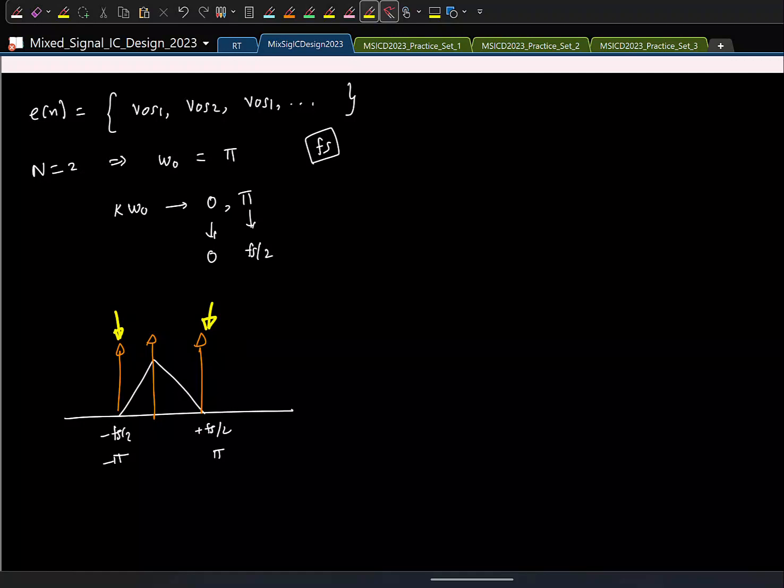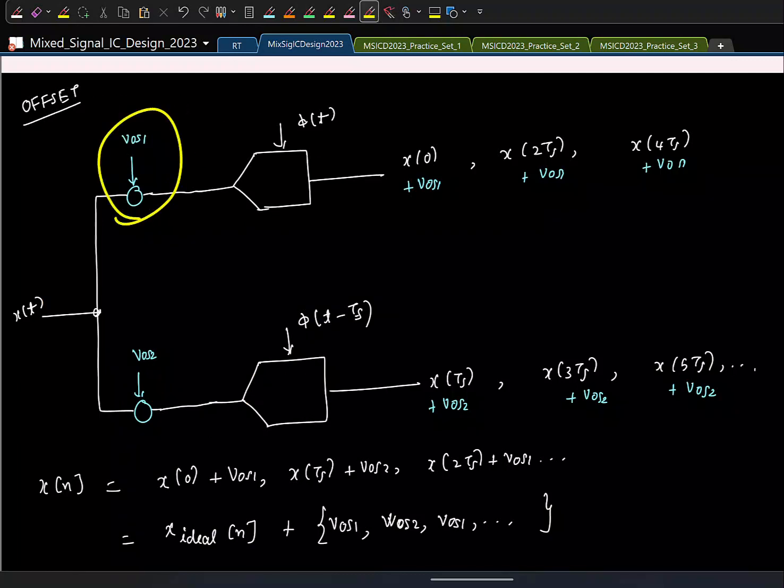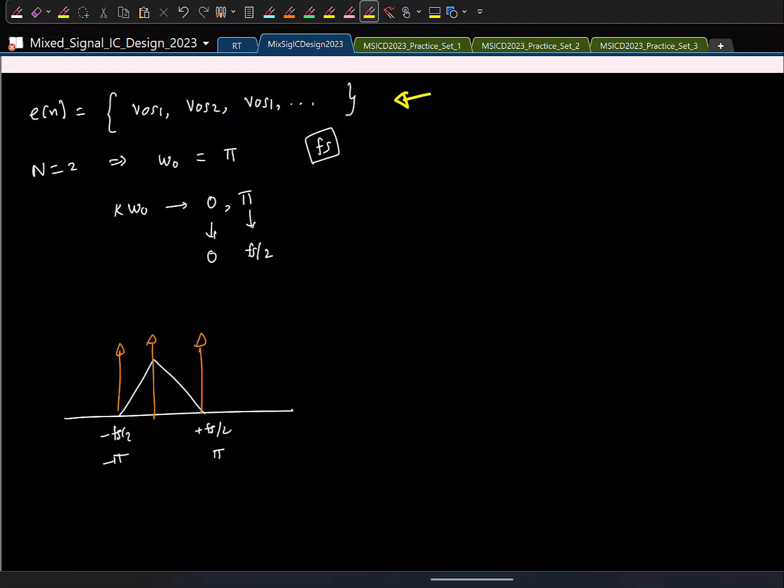And please notice that the issue here is not because we have offsets in the ADC. The issue is because the offsets in the two ADCs are different. If the two offsets were indeed exactly equal, this will just be an additional DC offset, and that is usually okay. Now this is the case for a two-channel interleaving.